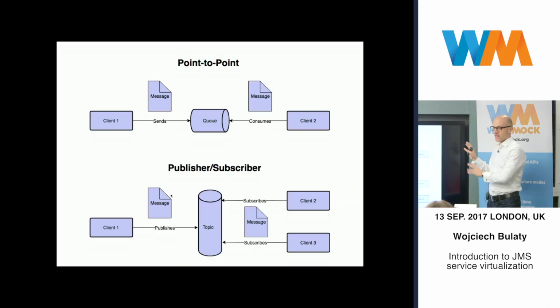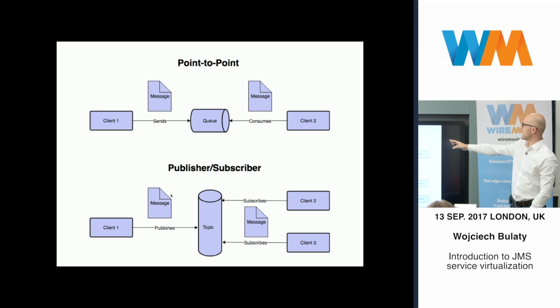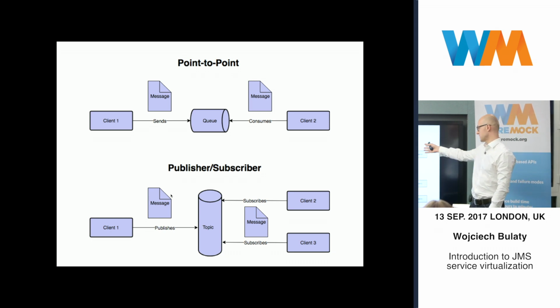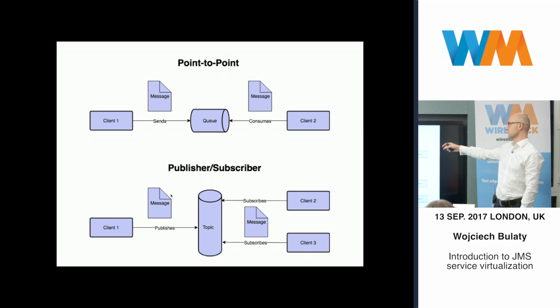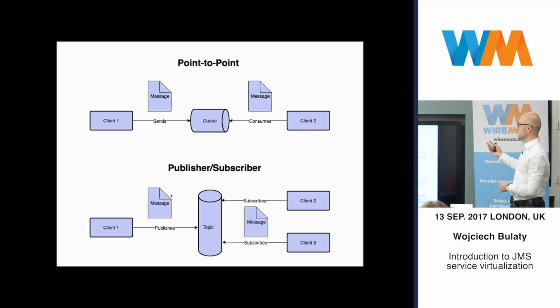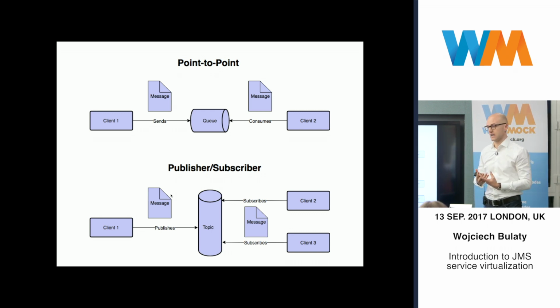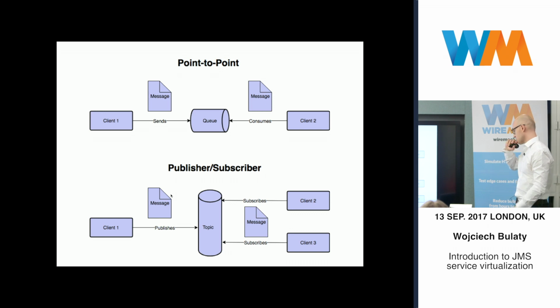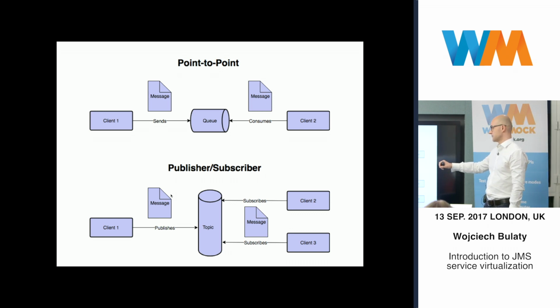In JMS, there are two modes of communication. The first one is point-to-point, where a client sends a message, and the arrow shows which direction the message goes. The client sends a message onto a queue, and then another client consumes messages off that queue. Worth pointing out is there's no time dependency between those events. Client 1 can send whenever, client 2 can consume whenever, and the queue is just storing those in the meantime.